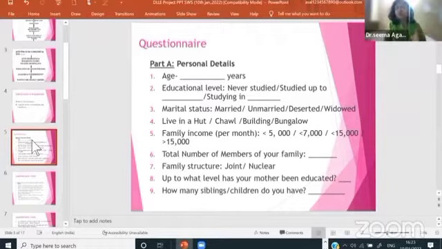It is less than 5,000, less than 7,000, less than 15,000, or greater than 15,000. Then the sixth question is how many members are there in the respondent's family? And the seventh question is what's her family structure? It is a joint family or it is a nuclear family. Now question number 8 is up to what level has the mother of the respondent been educated? Next, the last question of part A is how many siblings or how many children the respondent has. So this is the part A questionnaire.